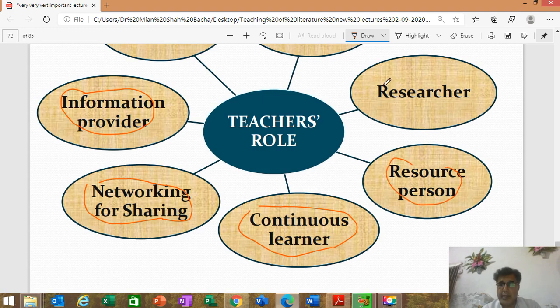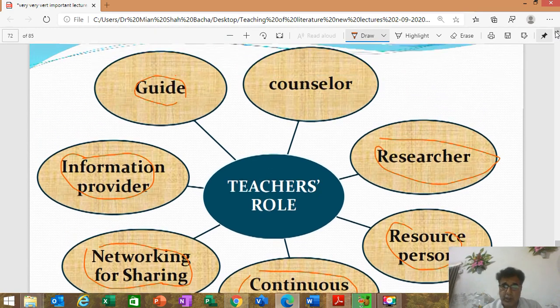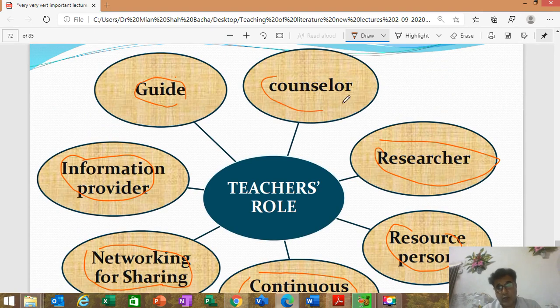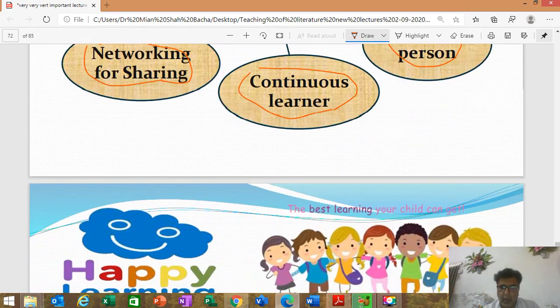He is a researcher. A teacher has to research and share with his students. He is a counselor. If his students get depressed, he has to encourage them. He has to work as a counselor. This is the main role of the teacher.